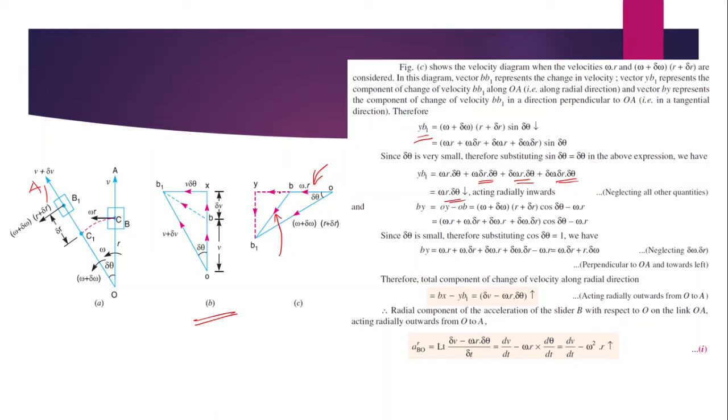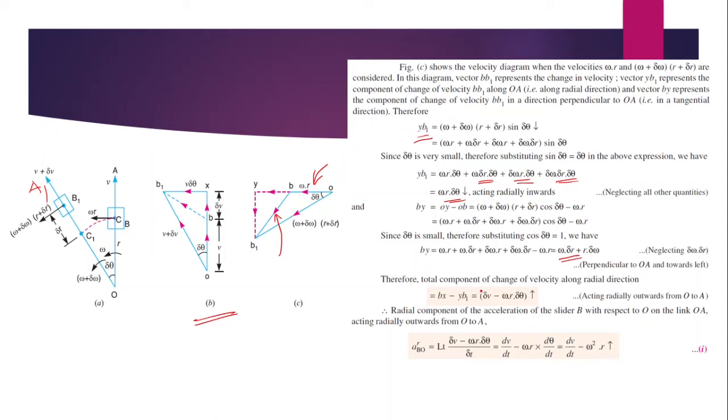Similarly, BY, that component which is perpendicular to link OA, is equal to OY minus OB. That's equal to the cos delta theta component of this particular hypotenuse minus omega r. Again, since delta theta is very small, we can substitute cos delta theta as 1. Then BY is equal to omega delta r plus r delta omega.